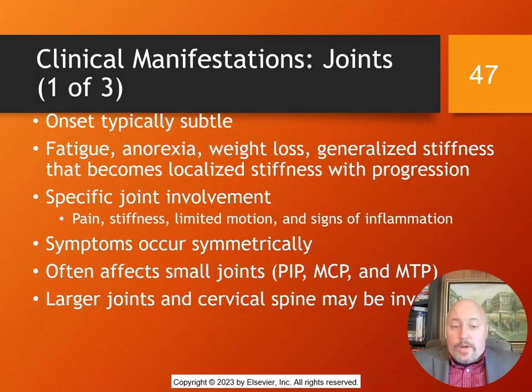The onset is often slow and subtle, starting with fatigue, anorexia, weight loss, and generalized stiffness that becomes localized stiffness with progression, and the specific joint involvement: pain, stiffness, limited motion, and signs of inflammation. Signs occur symmetrically and often affect the small joints in those phalanges and tarsals, and larger joints and the cervical spine may begin to be involved as it progresses.